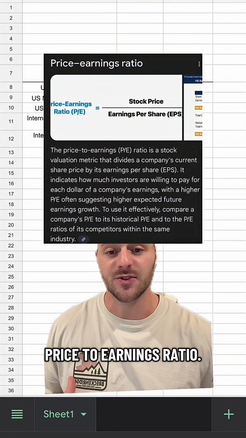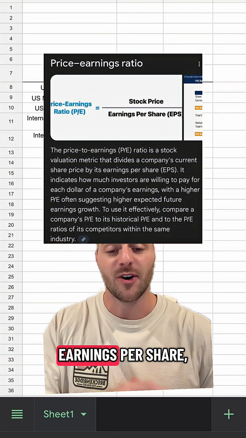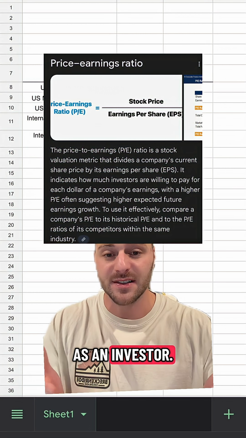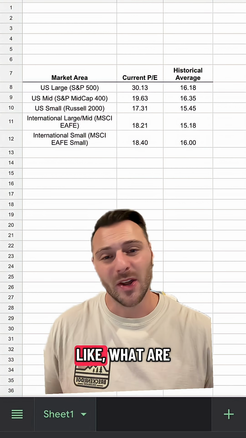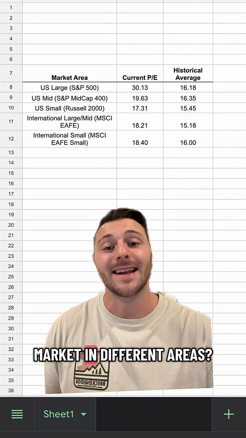It's just the price to earnings ratio. You take the price and divide it by the earnings per share. It just gives you a gauge as an investor. Are we overvalued, undervalued? Like, what are we kind of seeing the value at in the market in different areas?